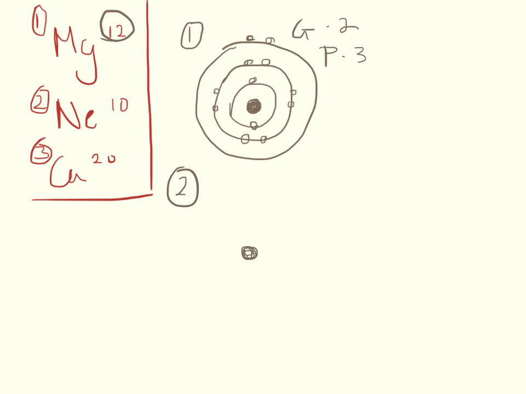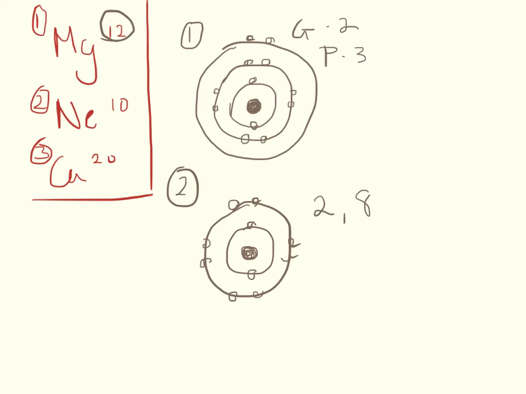Alright, my next one, neon. Neon has atomic number 10. So draw a nucleus, 2 in the first shell, it's full. I've got another 8 to go, 1, 2, 3, 4, 5, 6, 7, 8, and that shell's full, but that's all he needs. So his electron configuration is 2, 8. And I didn't do magnesium. Magnesium is 2 in the first shell, 8 in the second shell, 2 in the last shell.